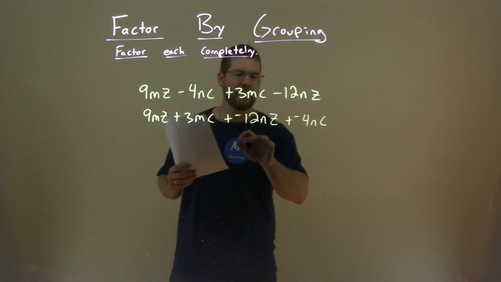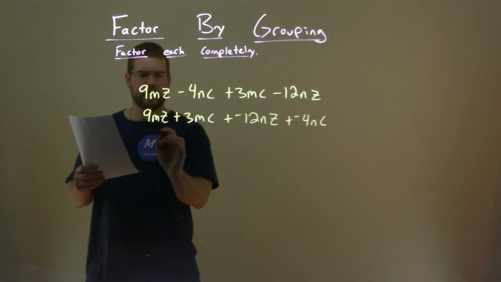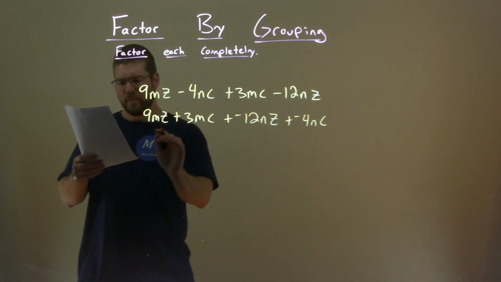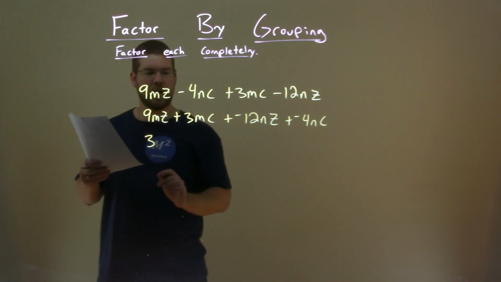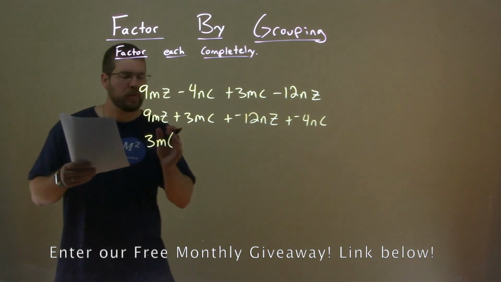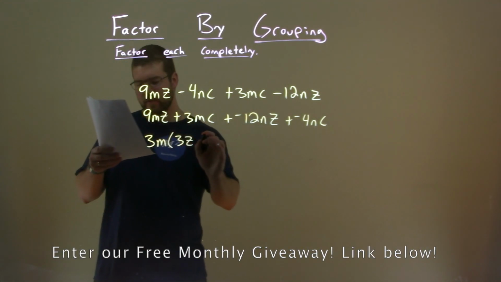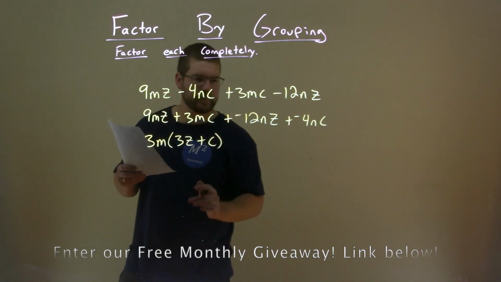They both have an n in it, and 4 goes into both of them. So now we're going to pull out a like term here. The first half here, both of them have a 3. 3 goes into 9, 3 goes into 3, and they both have an m in them. If I pull out a 3m, I'm left with a 3z plus just 1c.